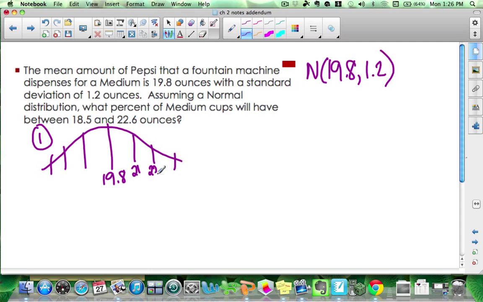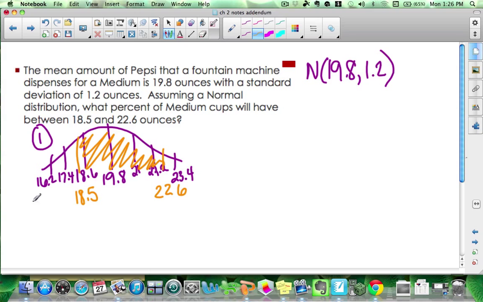And then 22.2, and then 23.4. If I go in the other direction and subtract standard deviations, I go to 18.6, 17.4, and 16.2. My question says between 18.5, which is right here, and 22.6, which is right about here, and I shade in the middle. The shading is important. All right, in step two, what do I need to do? I need to calculate z-scores.